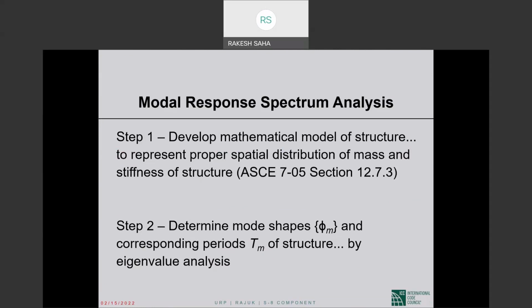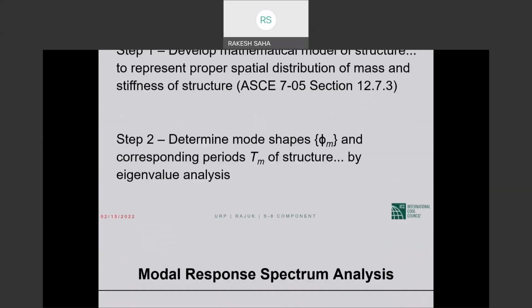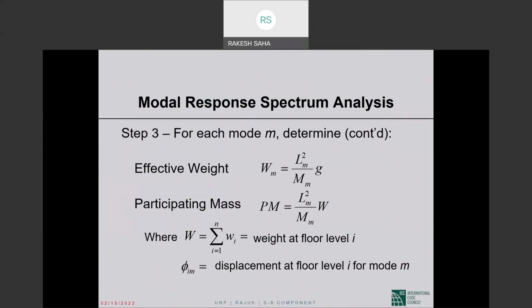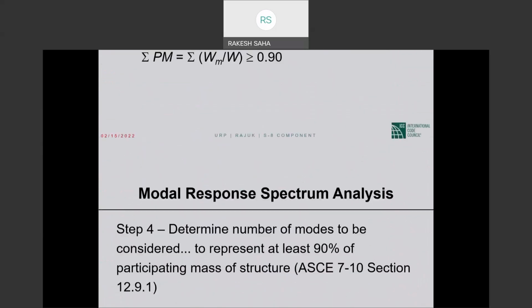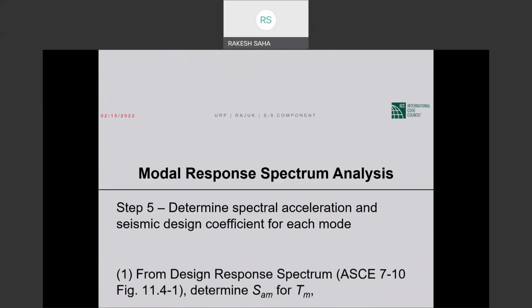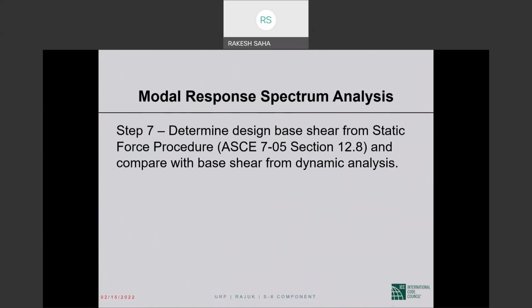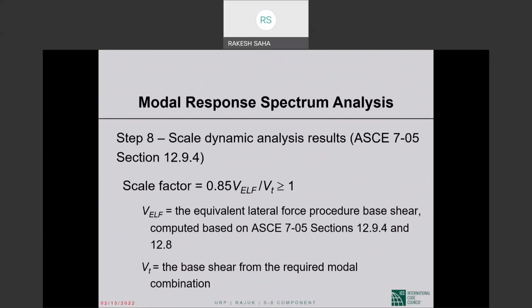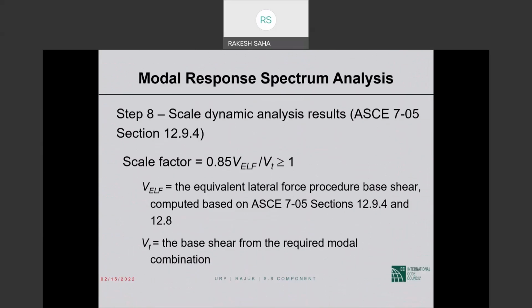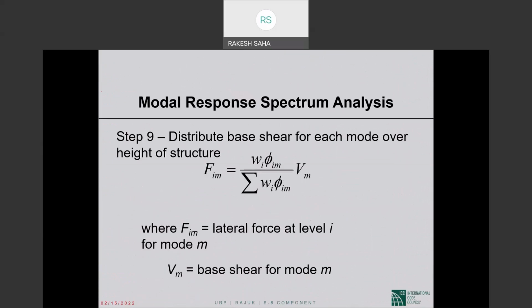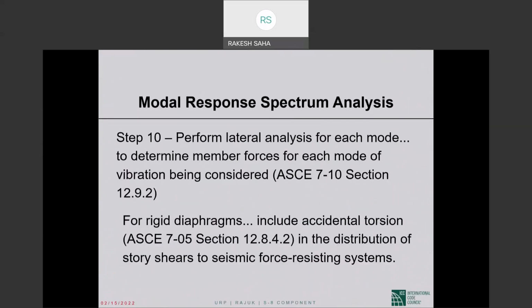I have broken down modal response spectrum analysis into steps, and I am not going to read them. I have reread them and made little modifications. I think you will find these steps to be extremely useful.